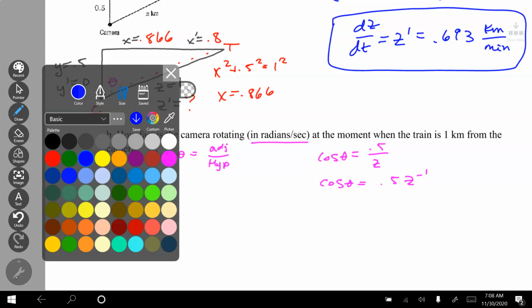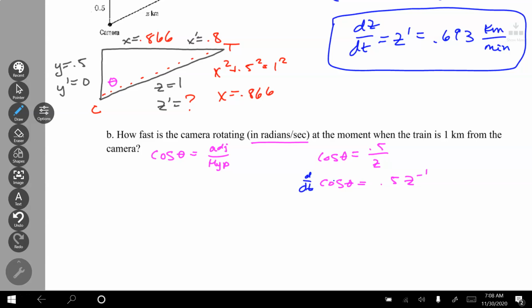So I'm going to take its derivative. Well, the derivative of cosine is negative sine theta, but there's a variable there, so I have to do a chain rule. Negative sine theta times theta prime is equal to negative 0.5 z to the negative 2 times z prime, or negative 0.5 over z squared times z prime. Well, I'm going to come back to this, but I do know z, which is 1. I know z prime, which I figured out already was 0.693. I have to figure out the sine of theta.